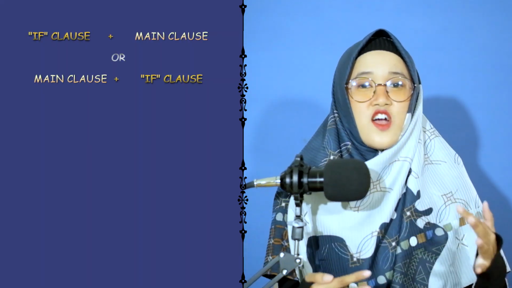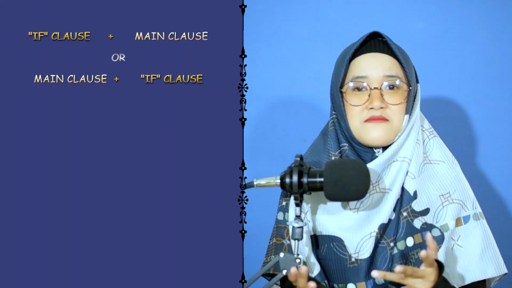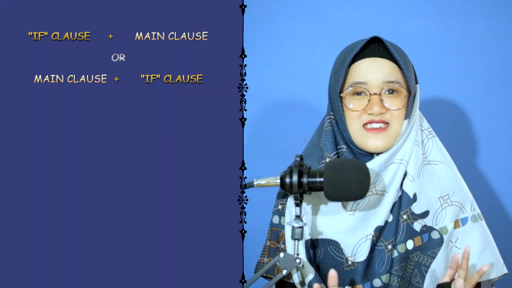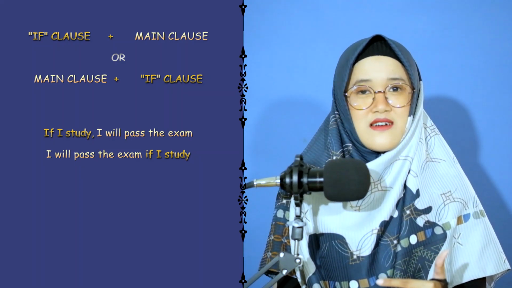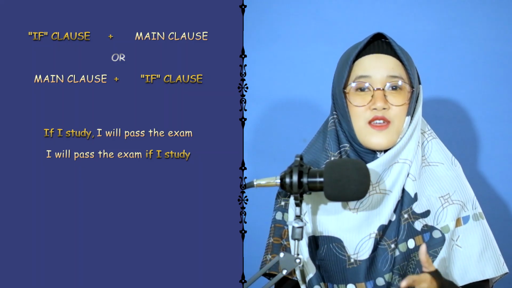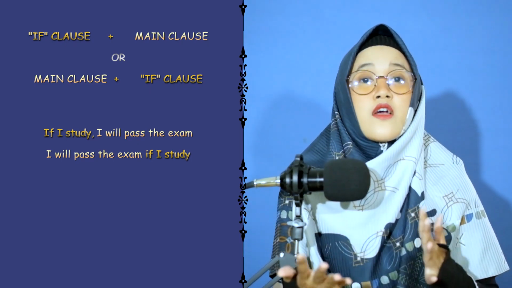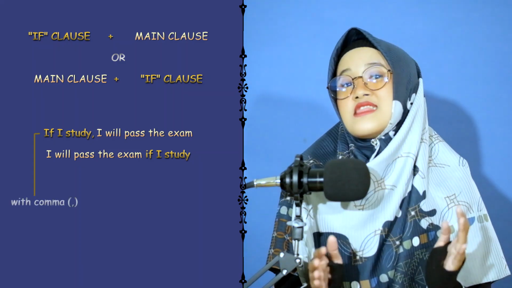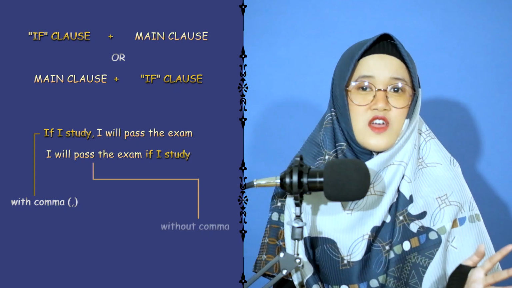With all conditional sentences, the order of these clauses is not fixed, so you can change or swap them. It doesn't change the meaning. If I study, I'll pass the exam. I'll pass the exam if I study. In writing, if your if clause comes first, add that comma. But if your main clause comes first, you don't need that comma. So now let's start with the 0 conditional.